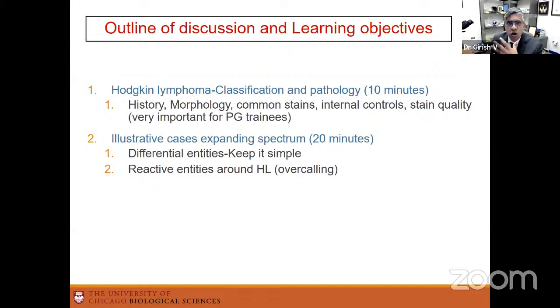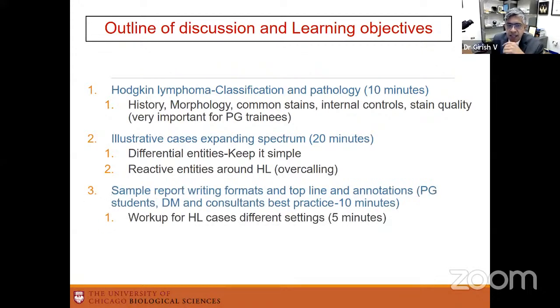And I will not focus too long on the reactive entities because Dr. Menon has already covered a lot of things, but I will focus on entities where there is a tendency to overcall Hodgkin lymphoma in some settings. And then one different thing that I will be doing is I will show you my top lines of final diagnosis for Hodgkin cases, showing the spectrum of final diagnosis lines that I have come across and put across in the past 15 years or so that I've been seeing these, and some that I've learned uniquely from Dr. Jaffe. And so hopefully you will see some of those digested in here. Yeah, and the workup for Hodgkin in different settings.